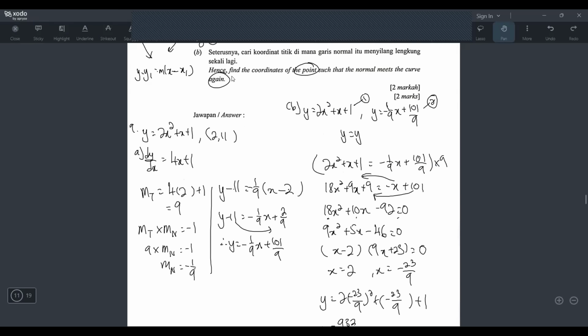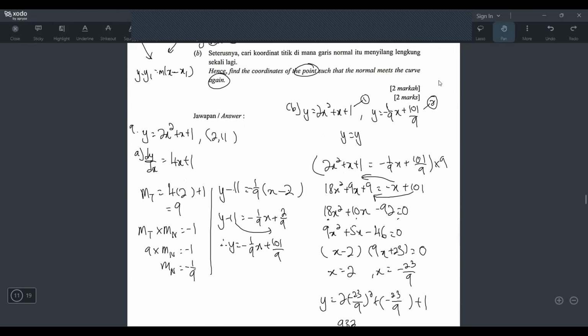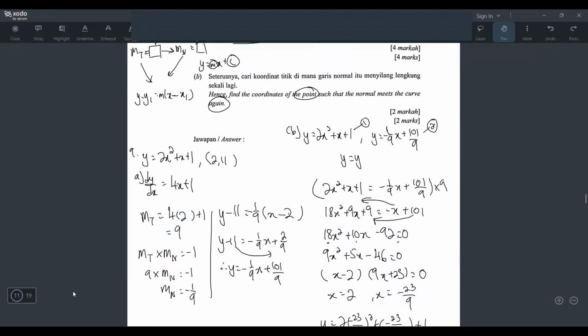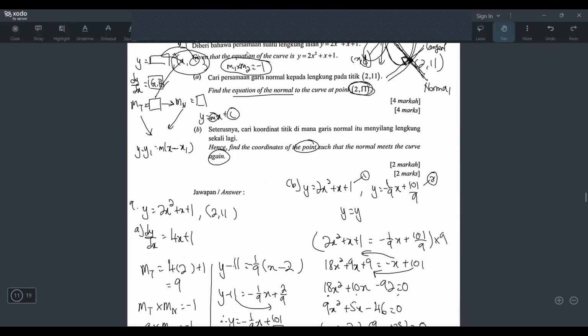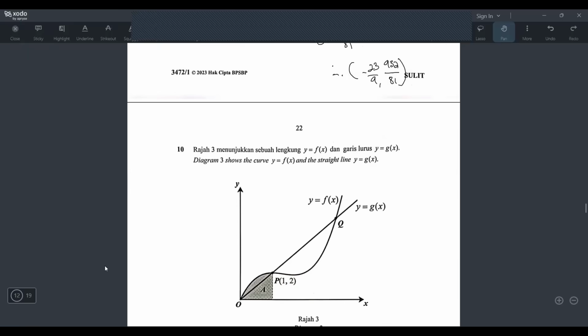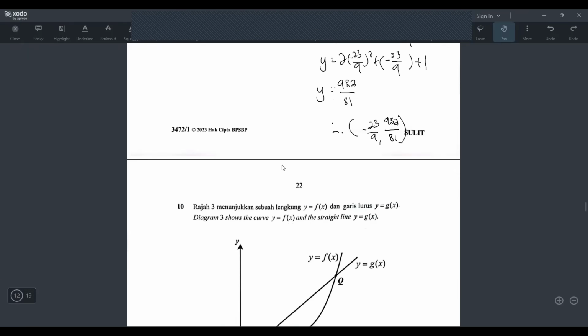So read the question carefully. Find the coordinates of points such that the normal meets the curve again. So yeah, this is the point, right? The 2, you will not use the 2 because if you substitute 2 here, you will get 11. You will get this point, the 2, 11, right? But they don't want you to find this point. They want you to find another point where the normal meets the curve again, right? So this is the correct answer. Okay. So got negative, huh?